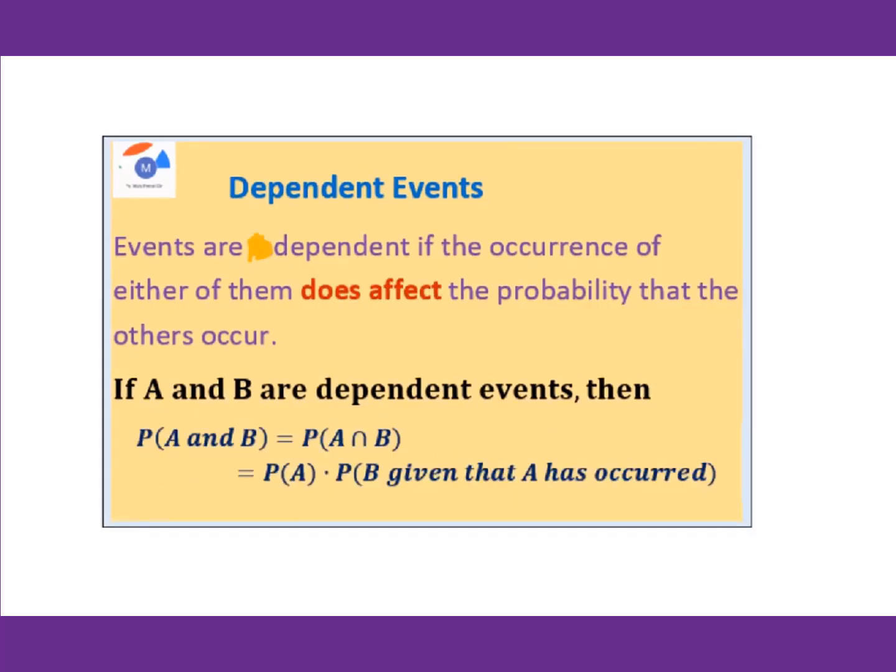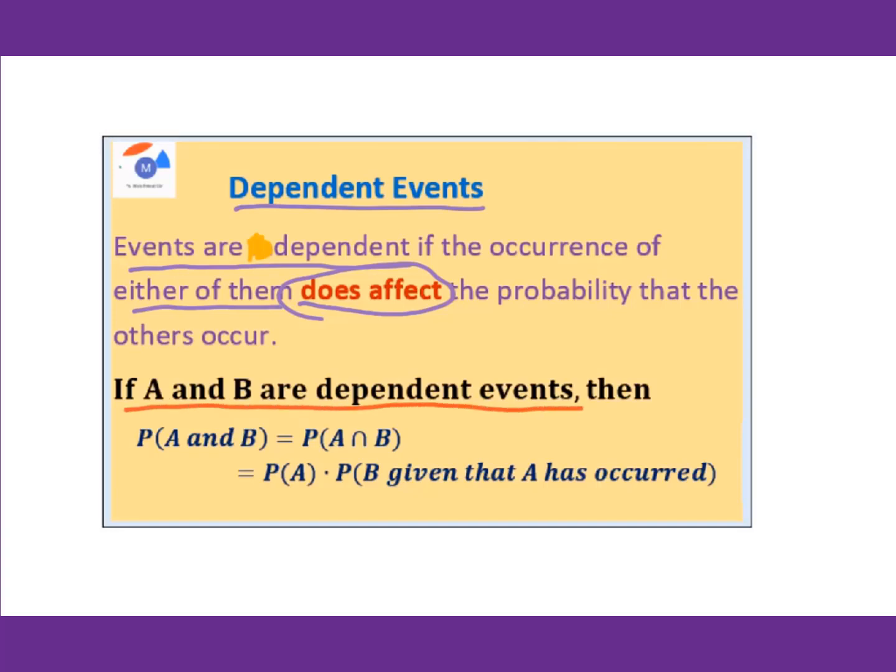Let's talk about dependent events. Events are dependent if the occurrence of either of them does affect the probability that the others occur. If A and B are dependent events, then we have probability of A and B equals probability of A times probability of B, given that A has occurred.